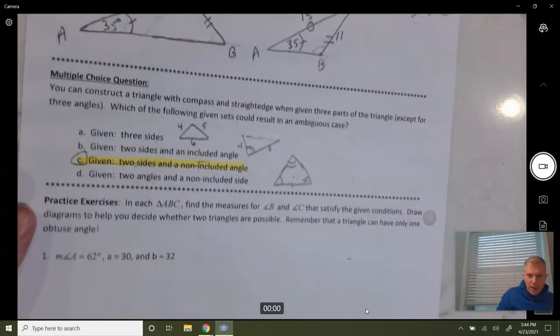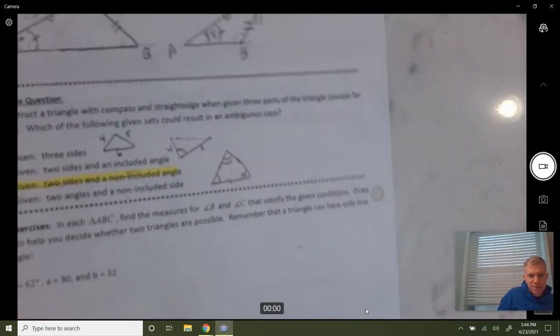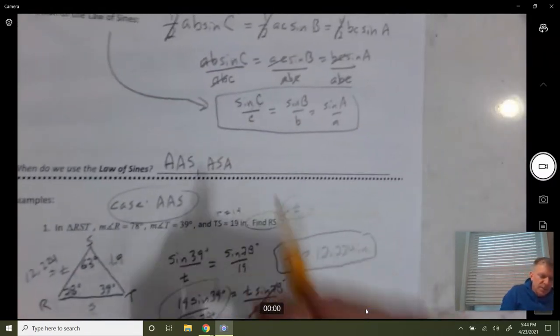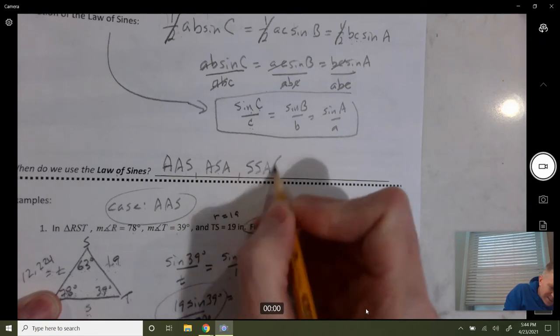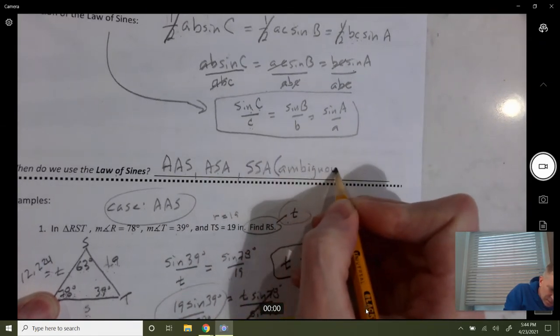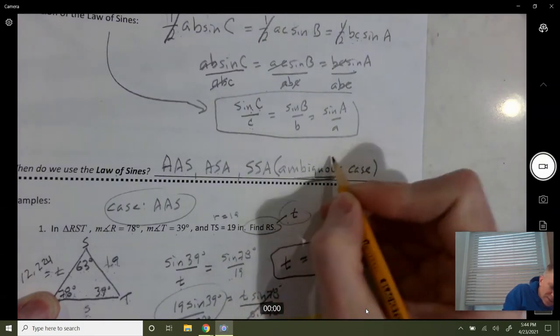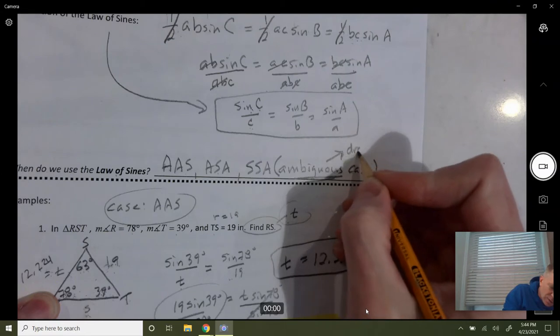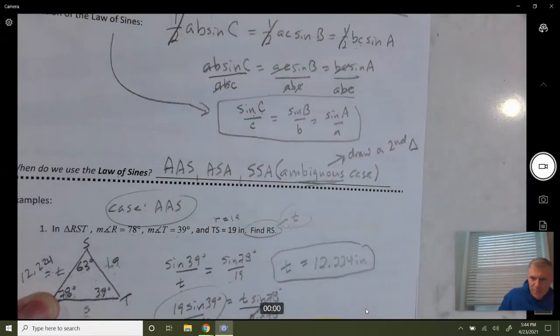So we're going to do a couple practice problems. Okay, and here's how you approach a problem like this. Let's go back here and fill this out. So the other case here is side-side-angle, but this is its own case, the ambiguous case. And when you see ambiguous case, the first thing you do is you're going to draw a second triangle. Okay.